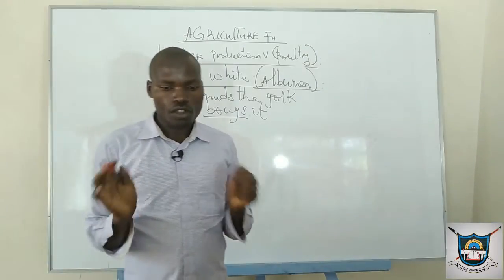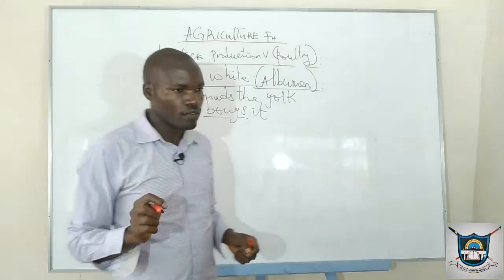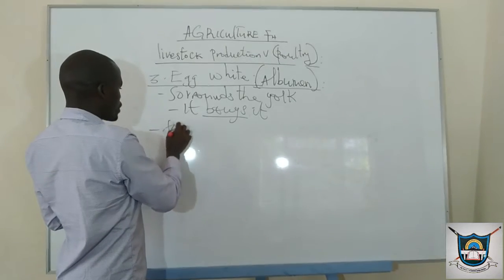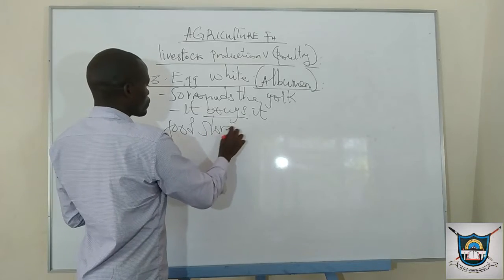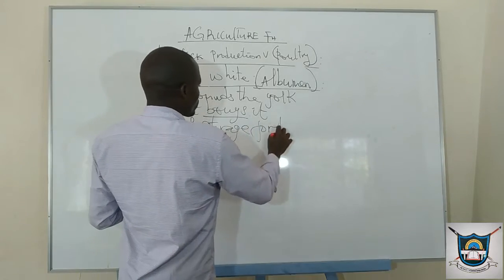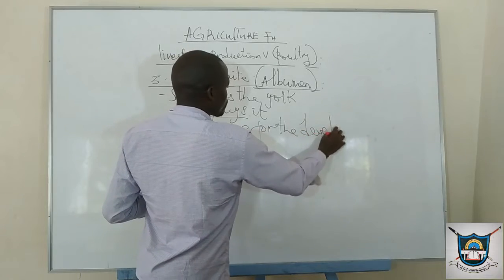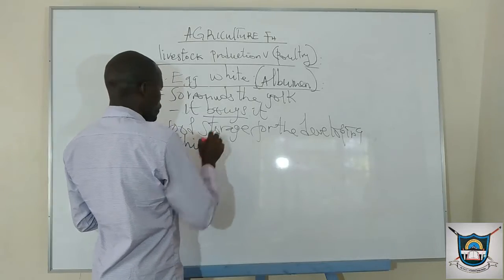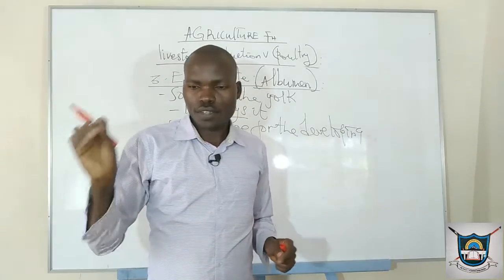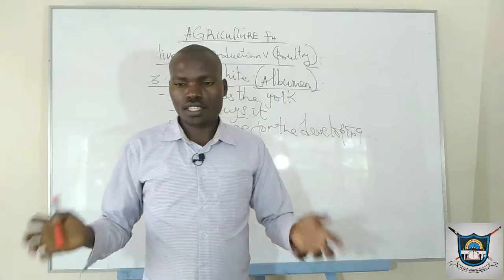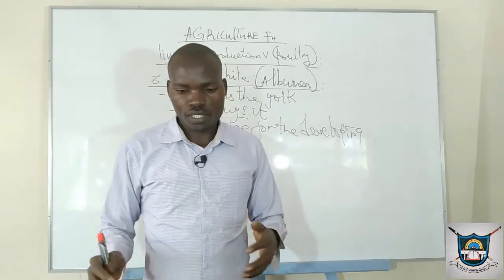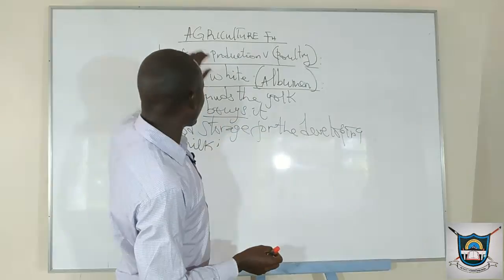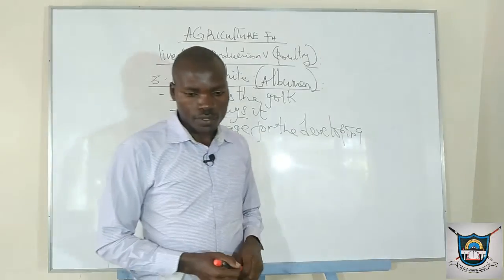Then, the egg white serves as a food reserve for the developing chick. It is a food storage. The chick, right from the very first day when incubation starts, needs some food. It can require vitamins and proteins. All these food materials are supplied from this part, the egg white.